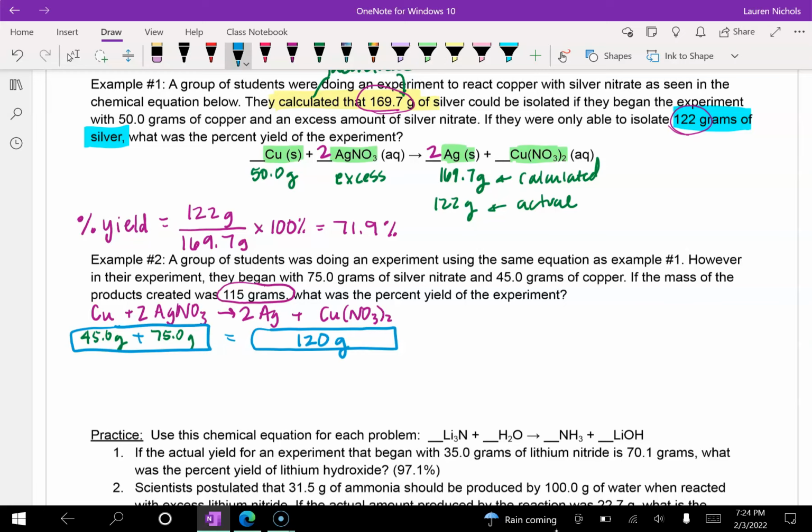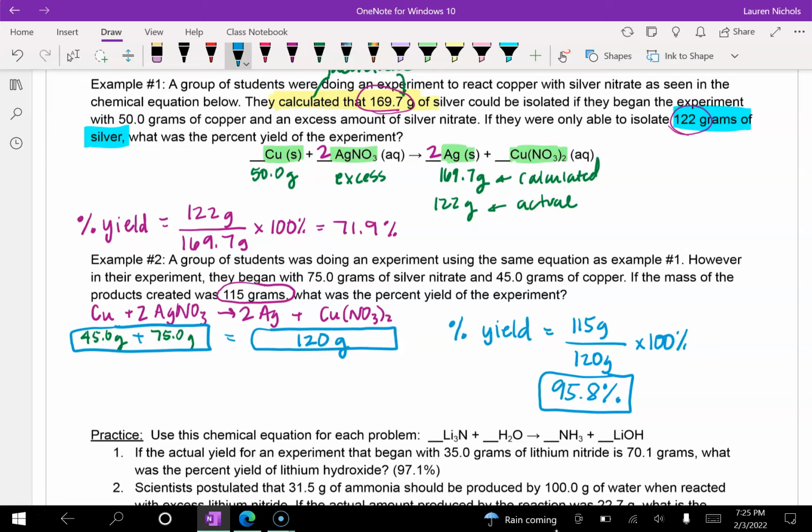But since they only made 115, that means my percent yield is going to be 115 grams divided by 120 grams times 100%. When you do that, you get that your percent yield is 95.8%, which is a very good percent yield. Very high and very close to 100.